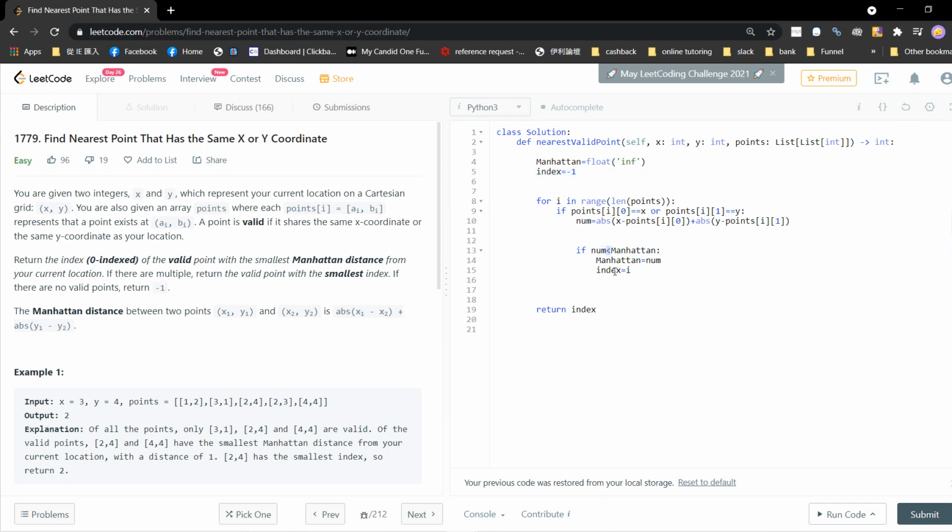This less-than is a very crucial part, because I was forced to return the smallest index. In this algorithm, if your Manhattan distance is the same as before, it will not get replaced, so this forces us to get the smallest index. If you see a new number that is smaller than your original Manhattan distance, then you replace it and set index to i. Then you just return index, and if there is no valid point, it defaults to returning -1.